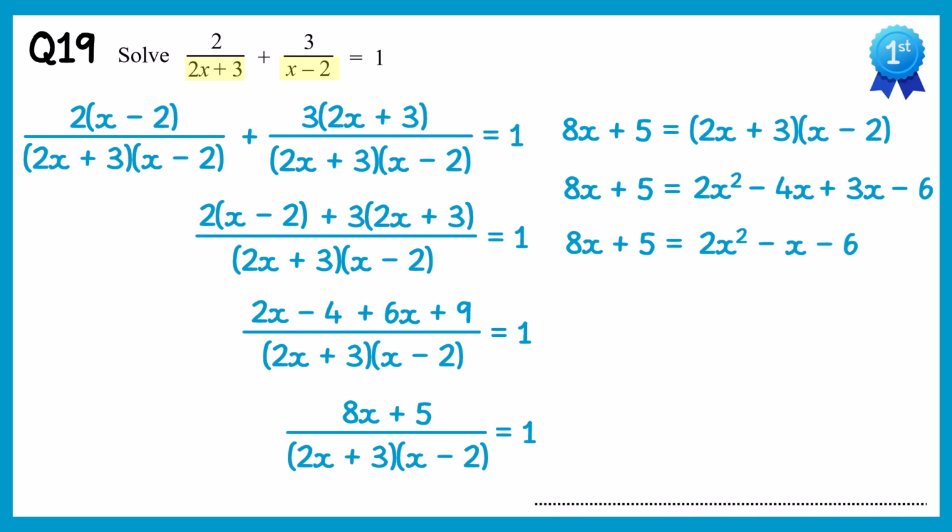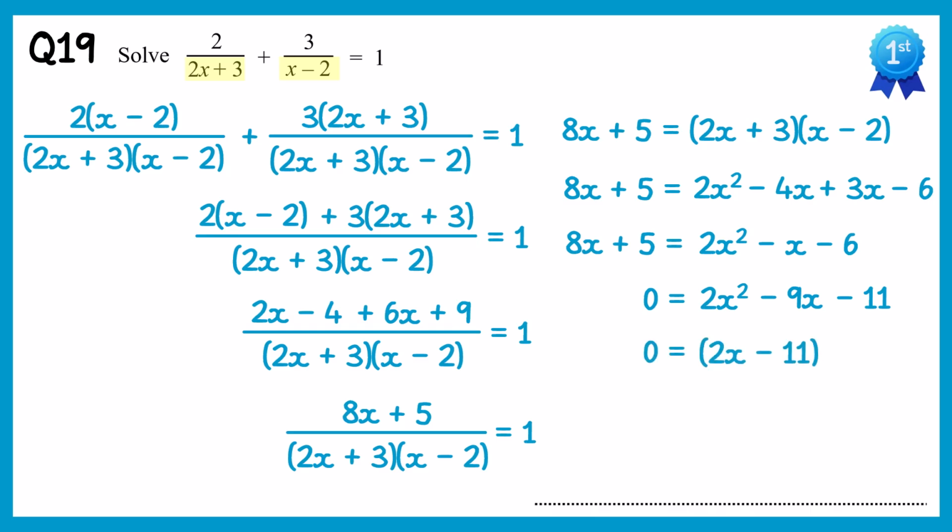Here we have a quadratic equation to solve. To solve it, we want one of the sides to be equal to 0. So let's get all of the terms on the right hand side. To do this, we'll subtract 8x and 5 from both sides. So the left hand side will now be 0. On the right hand side, we've got 2x squared, but we said we're going to subtract 8x, so we've got negative 1x subtract 8x, which is negative 9x, and we're also going to subtract 5, so negative 6 subtract 5 is negative 11.